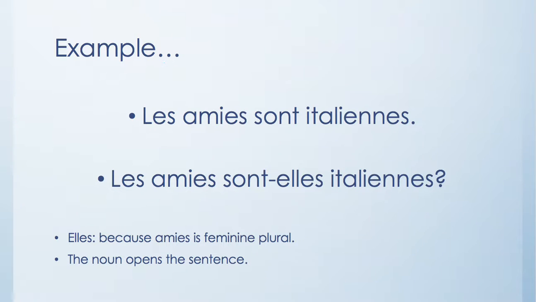Let's see another example. Les amies sont italiennes. The subject here is les amies. The verb is sont, which is the verb être. It means the friends, the girlfriends are Italian. So I start with the noun, which is the subject, les amies. Les amies. Sont-elles italiennes? Sont-elles italiennes? So I use elles, the pronoun elles, because amies is feminine, plural. And again, the noun opens the sentence.